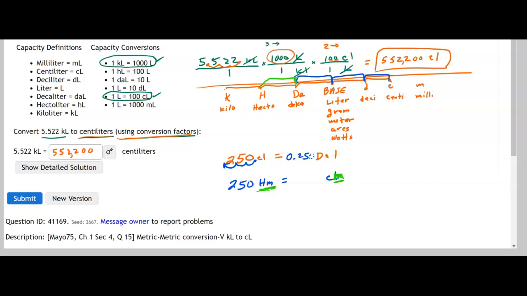That's 1, 2, 3, 4 spaces to the right. So in the 250, we'll take the decimal point, which is already on the right-hand side. That'd be 250. We'd have to insert 1, 2, 3, 4 more zeros. So that would be 2,500,000 centimeters. This can apply to any of the prefixes in these particular values here. So I hope you found this helpful.